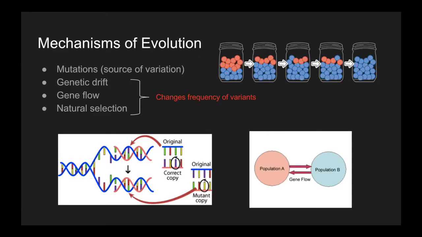Evolution works through several mechanisms. The first one is genetic mutations, which are changes in DNA. This is the main source of actual variation in evolution. Genetic drift, gene flow, and natural selection all change the frequency of variation.